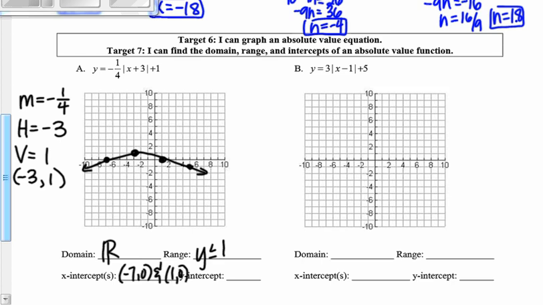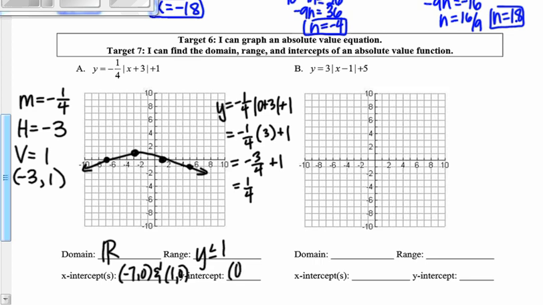Now for the y-intercept here, I actually can't tell exactly where it's crossing. So remember, you can find this algebraically. If I want to find the y-intercept algebraically, I would plug in a 0 for x and then solve. So that would be negative 1/4 times the absolute value of 0 plus 3, which is just 3. The absolute value of 3 is 3. So this would be negative 3/4 plus 1, which would ultimately be 1/4. So the y-intercept is at 0, 1/4. You guys can just throw that in your calculator. You don't need to show all that work.